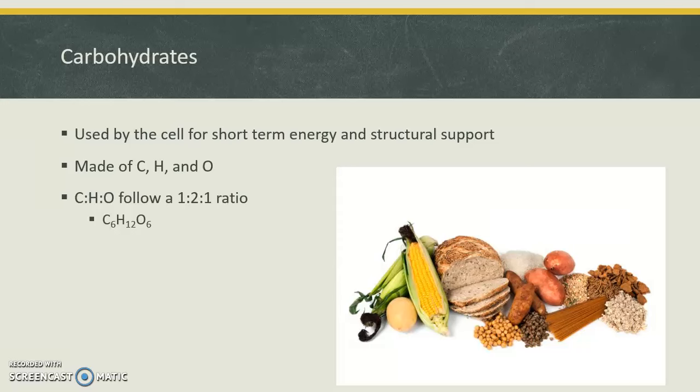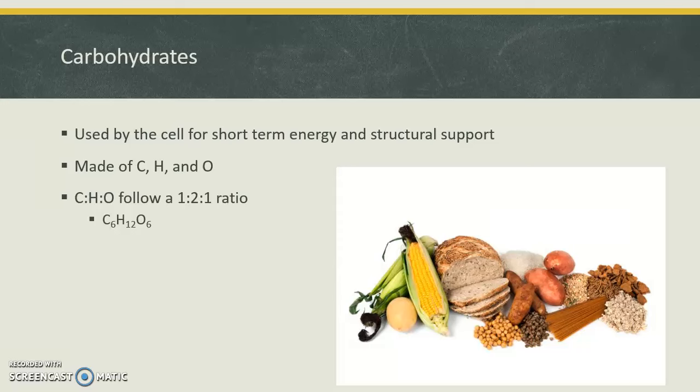Carbohydrates are what the cell uses for short-term energy. That's why a lot of coaches will have you quote unquote carb up before a big race. Gives you just a little bit of extra short-term energy. You can think about what happens when you eat something as well. So when you eat something, your blood sugar increases, so the amount of carbohydrates in your system increases, and it gives you kind of a short-term boost. We also use it for structural support in a couple of different ways, which we will talk about.